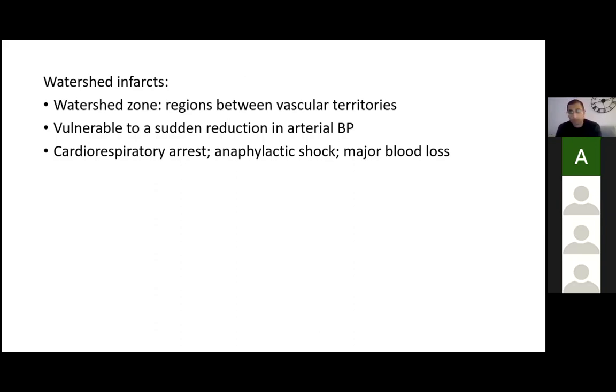And then you can also get watershed infarcts, which are basically watershed zones, regions between vascular territories. If you get a sudden reduction in arterial blood pressure from a cardiorespiratory arrest, anaphylactic shock, or major blood loss, then these areas are prone to watershed infarcts.